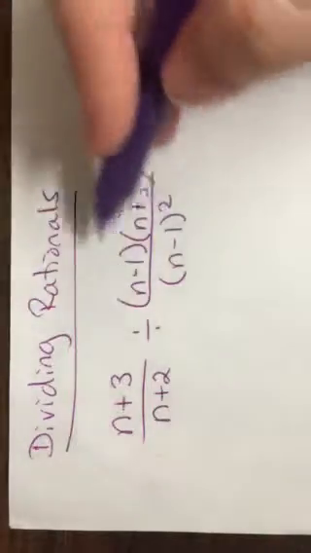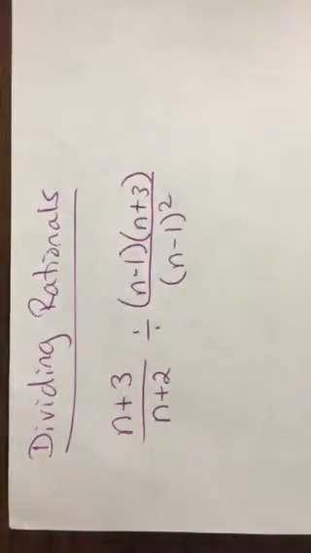Write the first one down, change the sign to times, turn the second one upside down, and then you multiply. Boom, boom, boom. And then you simplify. Boom, boom, boom.